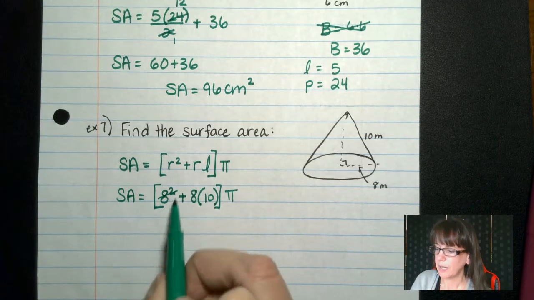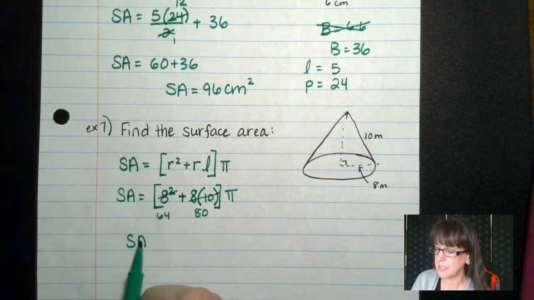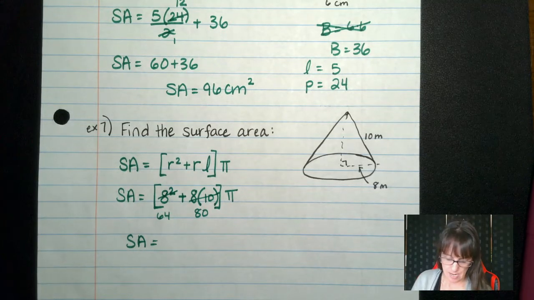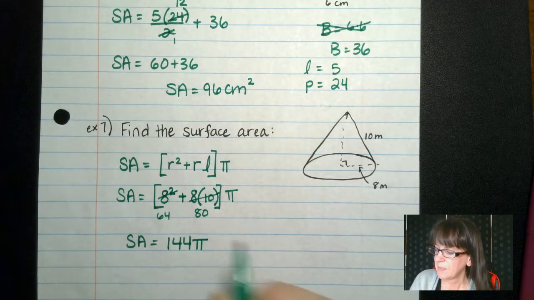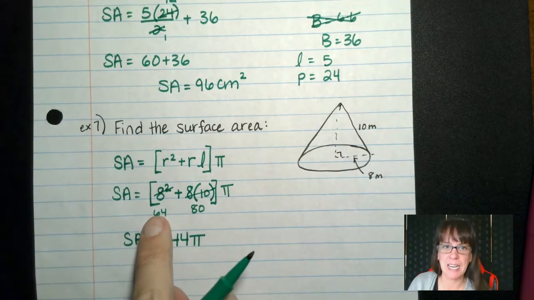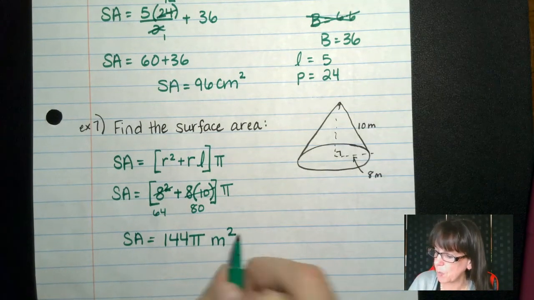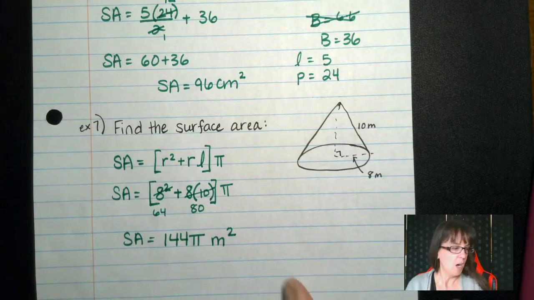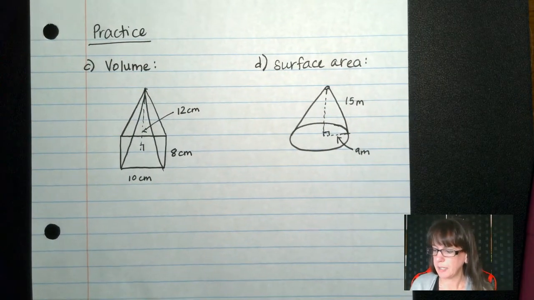So over here we've got 64 and 80. So our surface area equals, I've been making lots of mistakes, 144, just wanted to make sure, 144 pi, because I've been making a lot of mistakes today, and of course if I went to add 64 and 80, I would definitely make a mistake. So that's meters squared, because we're talking about meters. Okay, let's do some practice problems so that you can see. Here are your practice problems. Pause the video, do these, and then come on back.